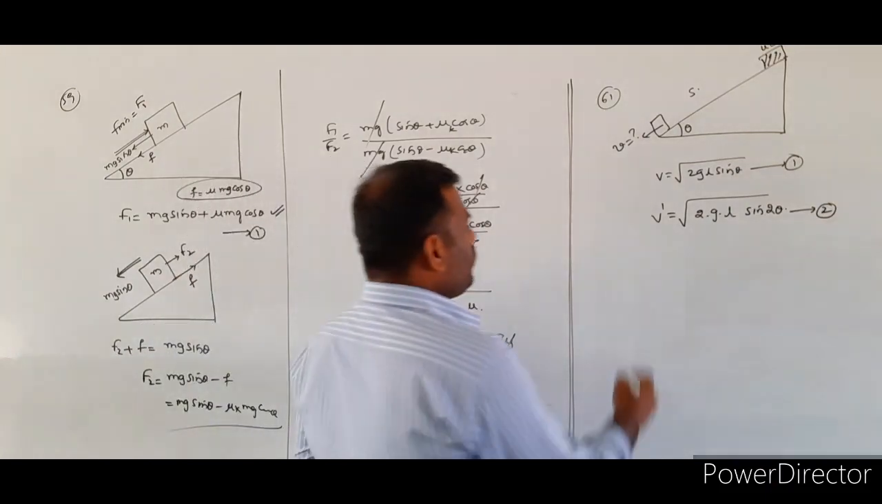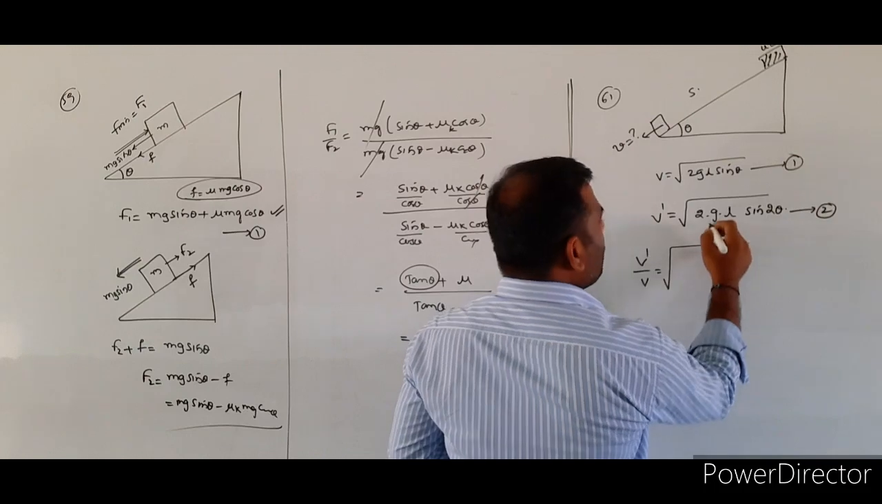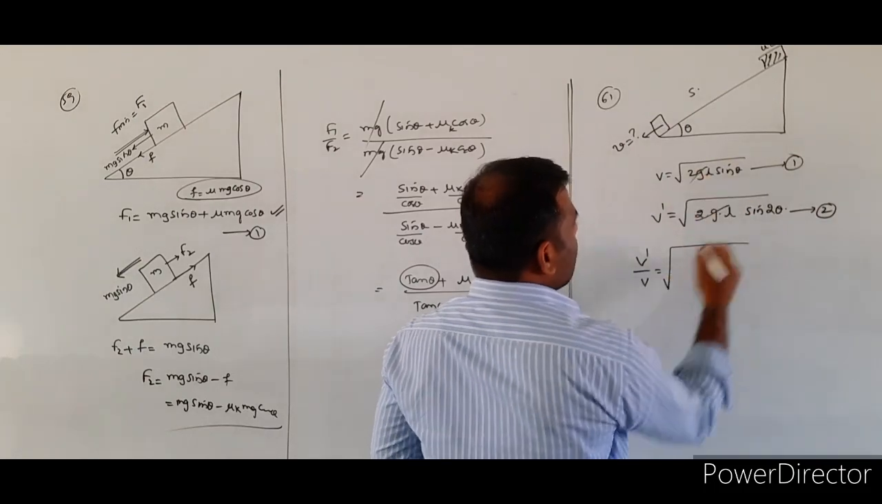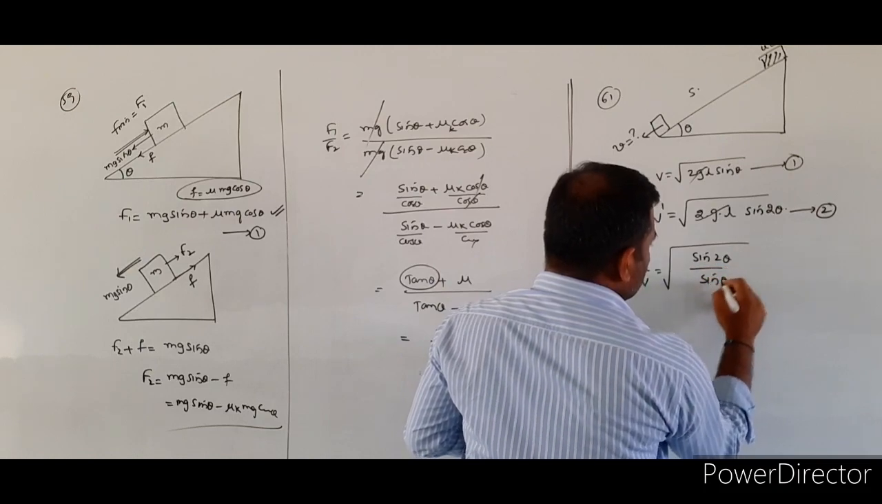Now equation 2 by 1, v dash by v is equal to under root of this, 2gl will be getting cancelled, sin 2 theta by sin theta.